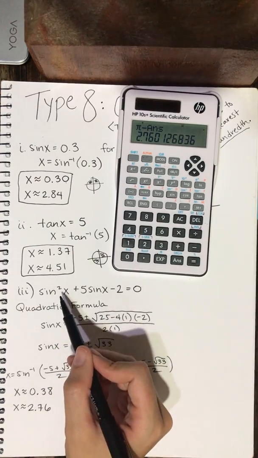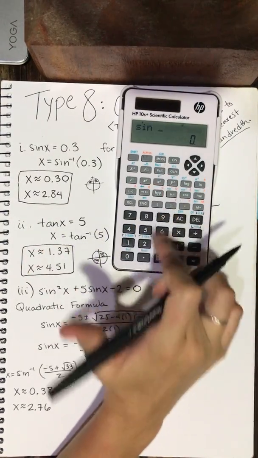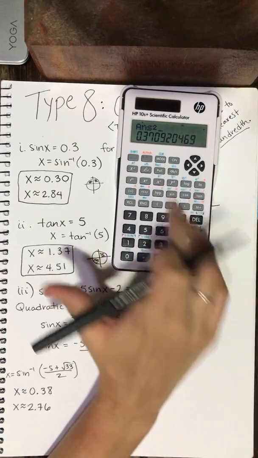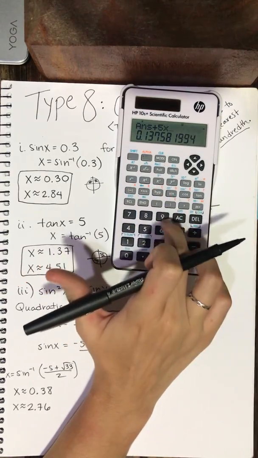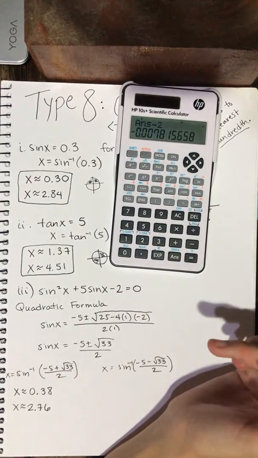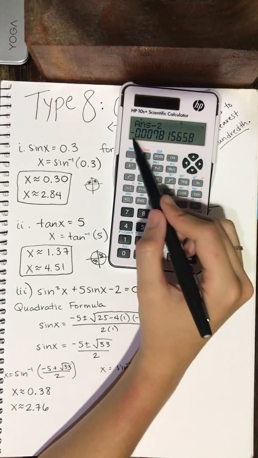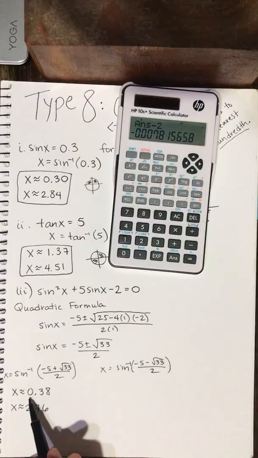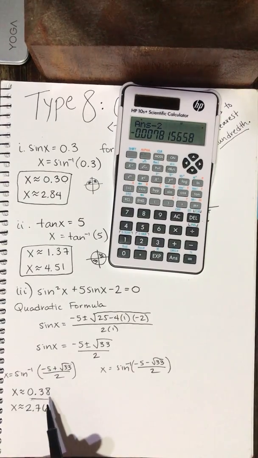Let's check it. I'm going to plug it in here, okay? So I've got sine of 0.38, squared, plus 5 times sine of 0.38 minus 2. Negative 0.0078. That's basically 0. It's just not exactly 0 because I rounded this. That's why the exact solutions are so much better, like pi over 2 and 3 pi over 4. That's why those solutions are better, because they are exact. These are estimates. They are rounded.